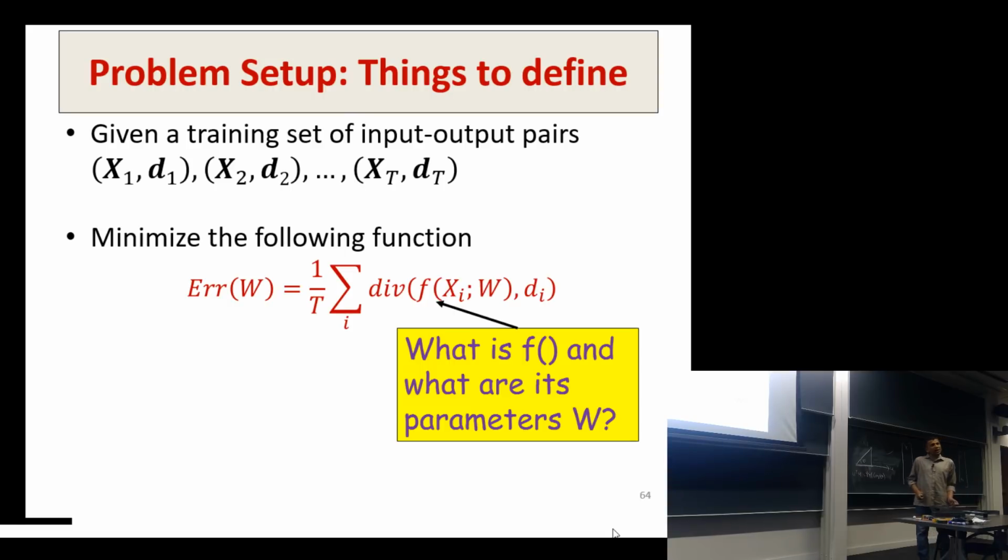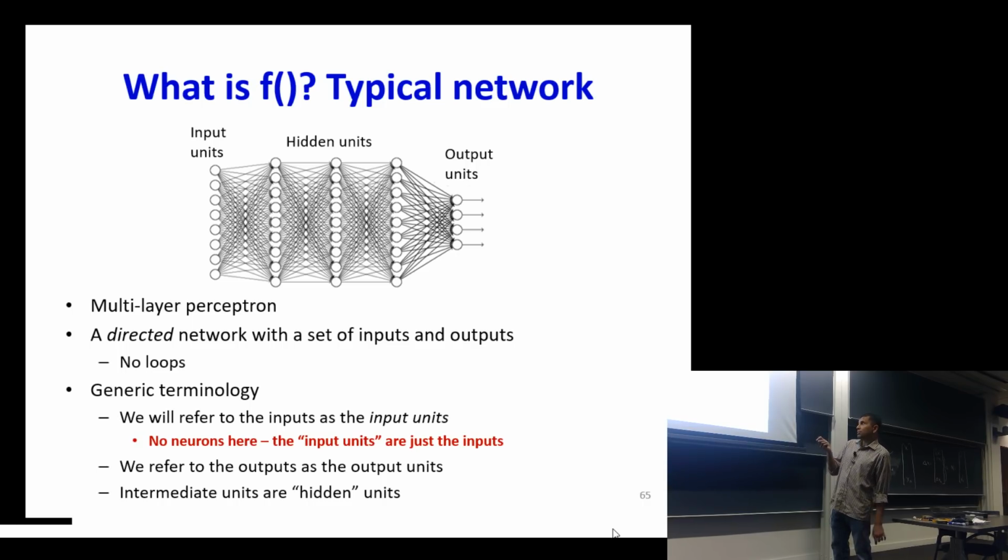Let's start with the function f itself, because this is the easiest one to define. We have a function, we have the parameters, and we all know what this function was supposed to be. This was just supposed to be a multilayer perceptron. The way we will define it, it's a directed network with inputs and outputs. There are no loops, which means that when I provide it any input, that is going to flow directly to the output without ever going back and revisiting any unit in the middle. So the input is generically going to be referred to as input units, although there are really no perceptrons in the input.